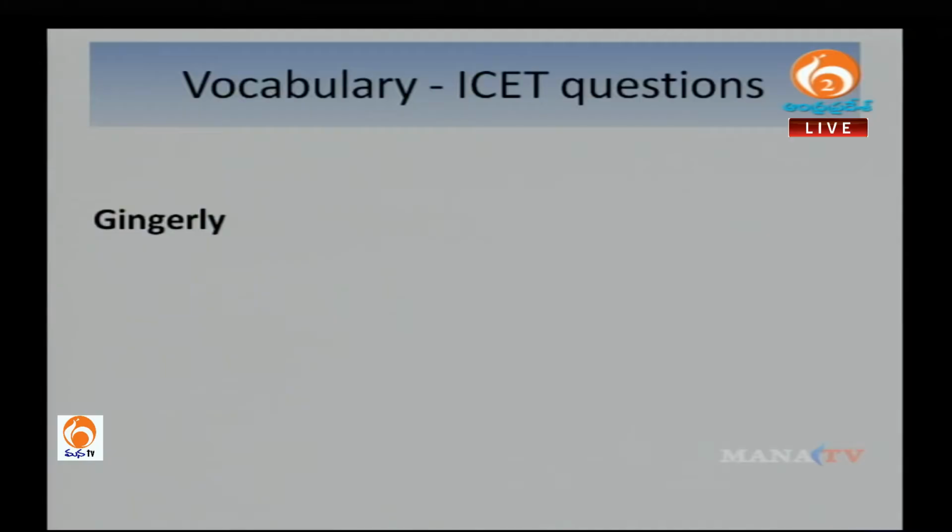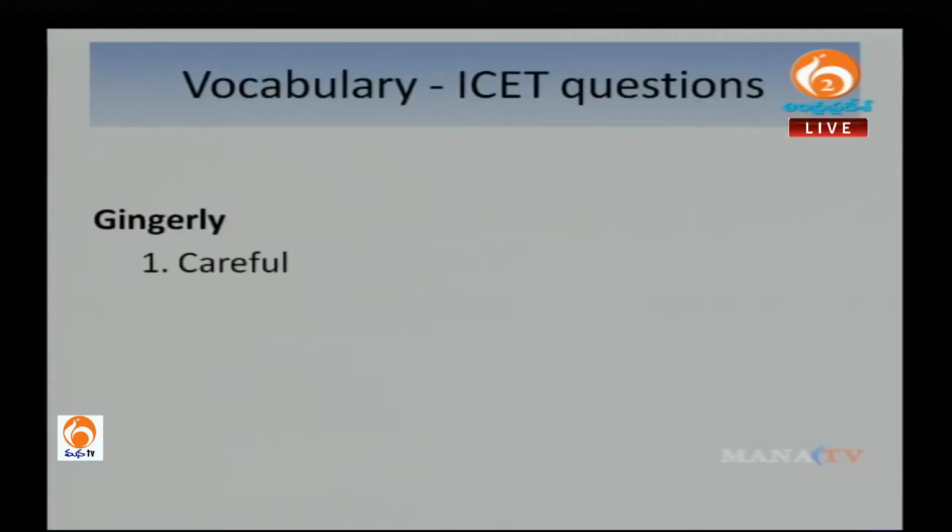Gingerly. Yeah, this word is a little confusing. Gingerly, you think of ginger, right, the thing that you use, ginger paste or ginger garlic paste. No, that's not the ginger that we are talking about here. Gingerly is the word that is being used over here. So let's see what are the options that they've given.